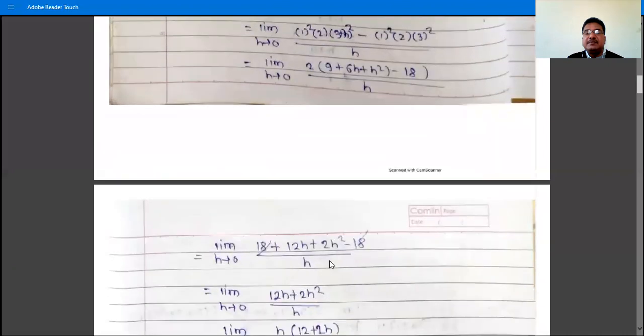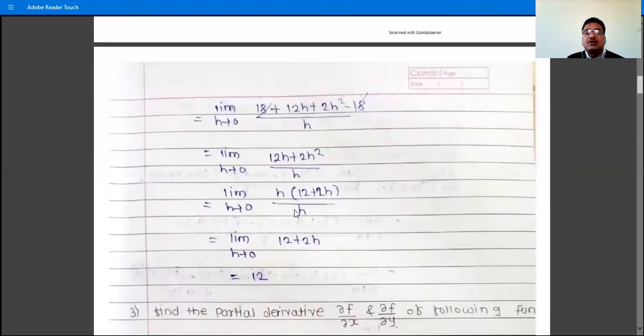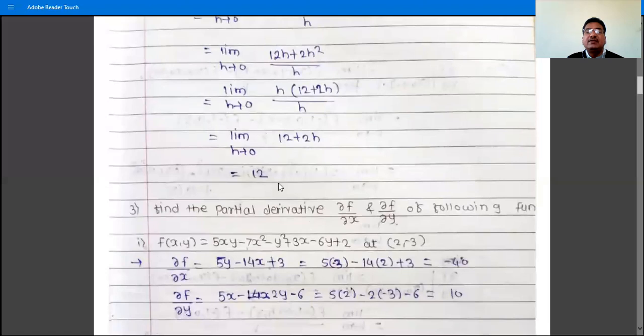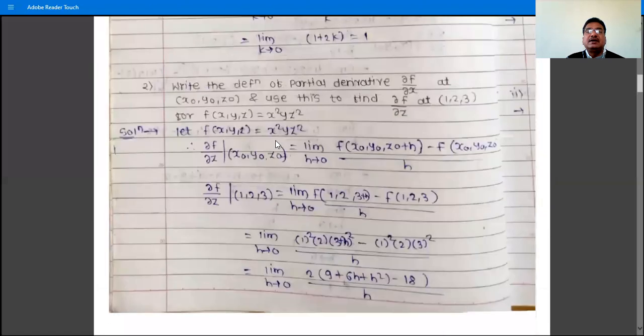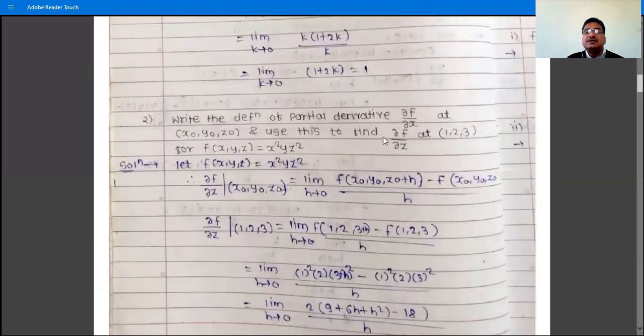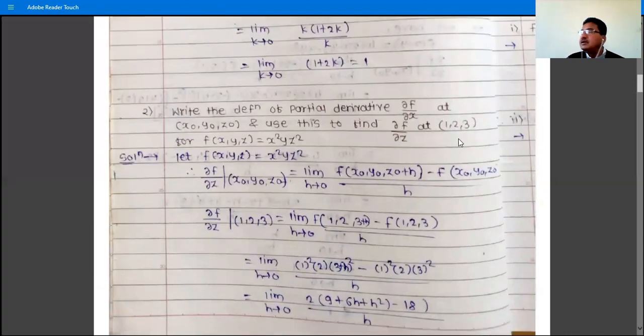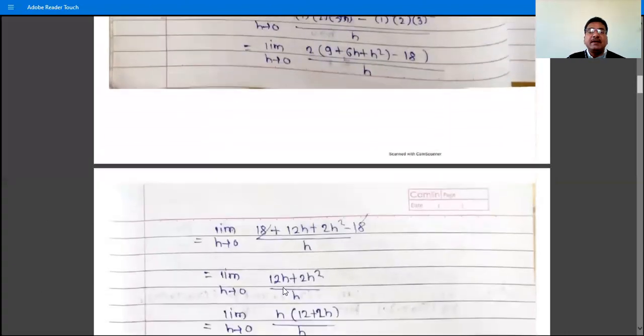And after simplification, we have this. Take h as common, cancel h, and then we have the answer 12. So this is the derivative of the function f with respect to z at 1, 2, 3. This is a three variable function.